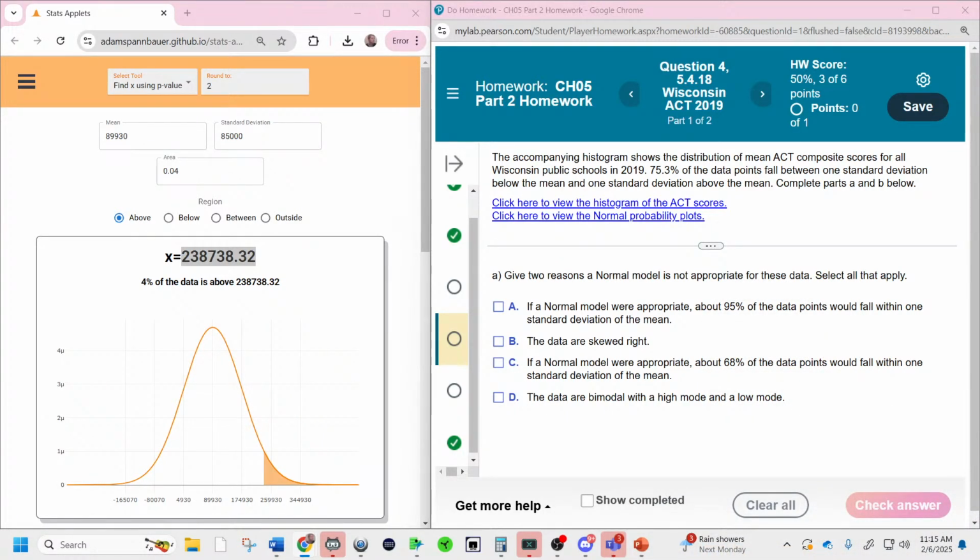It's part 1. Part 1 is a different concept using the empirical rule. So I was like, I've got 10 minutes. What do I do with those 10 minutes? And I chose to give you the applet. That's what people get stuck on. Here is question number 4 on the homework, part 2. The accompanying histogram shows the ACT scores for a bunch of schools. The data points fall 1 standard deviation below the mean. Compare these parts.